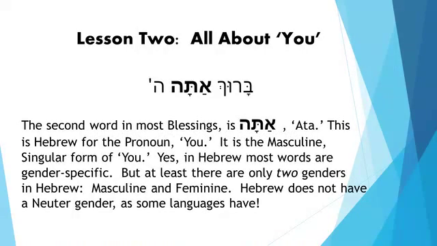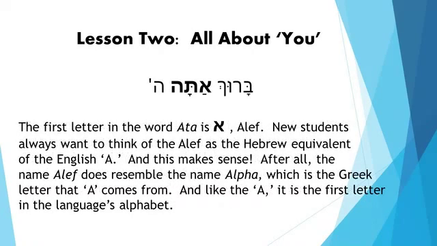The second word in most blessings is atah. This is Hebrew for the pronoun you. It is the masculine singular form of you. Yes, in Hebrew, most words are gender-specific, but at least there are only 2 genders in Hebrew, masculine and feminine. Hebrew does not have a neuter gender, as some languages have.